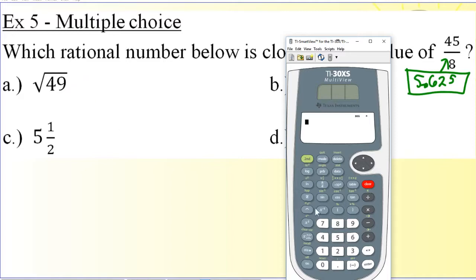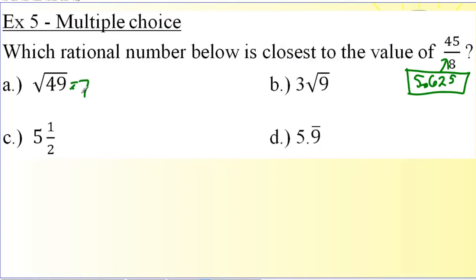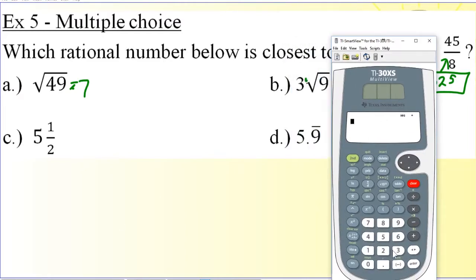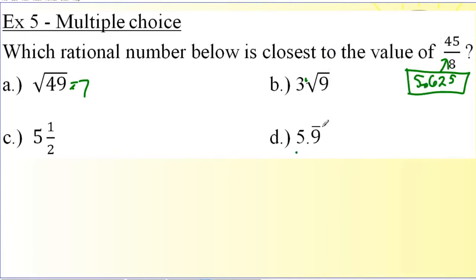So square root of 49, we've seen him a couple times in this lesson already. It's 7. That's not so close. Considering I can see this is much closer, this is much closer. I don't quite know what that is yet, but I don't think it's going to be close. Next one said 3 square roots of 9. 3 times the square root of 9 is 9. Okay, that's even farther away.